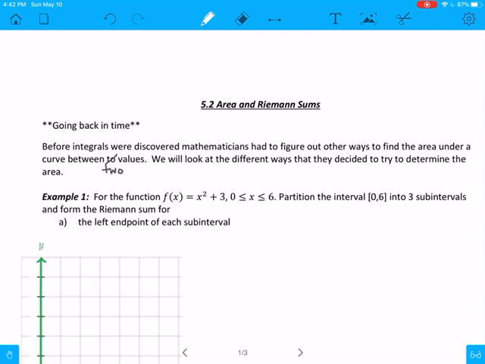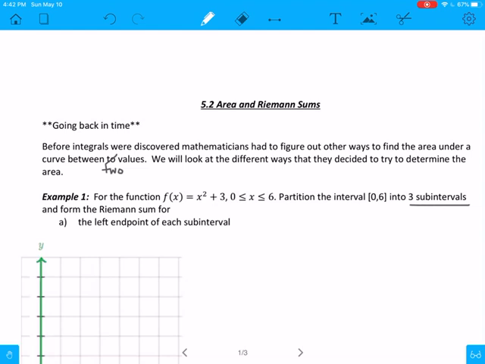So for the first function, we have f of x equals x squared plus 3 from 0 to 6. So partition the interval 0 to 6 into 3 subintervals, and form the Riemann sum.